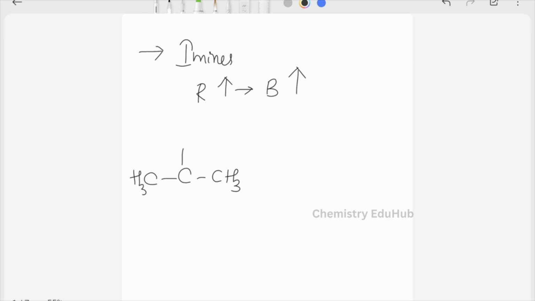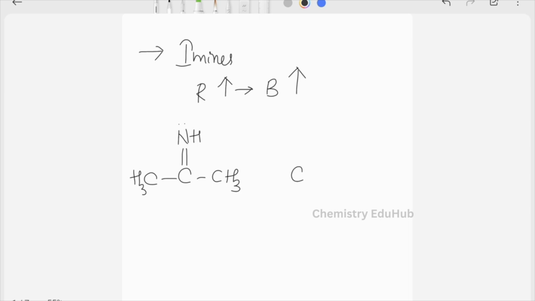We have just seen the resonance decreasing the basicity, but the exception for this is imines. So in case of imines, we observe that resonance increases the basicity. As the resonance increases, basicity also increases. So what are imines? Carbon, nitrogen, double bond containing compounds are imines. So the examples are CH3, CH3, carbon, nitrogen, double bond we see.